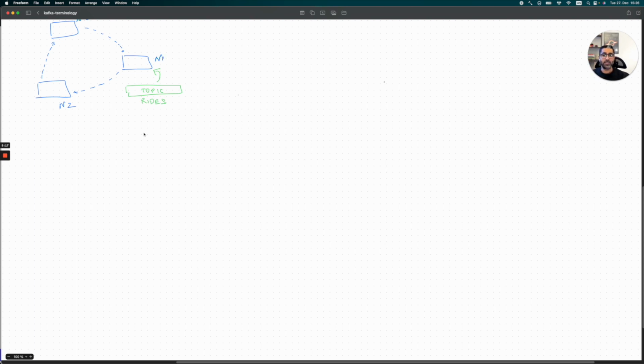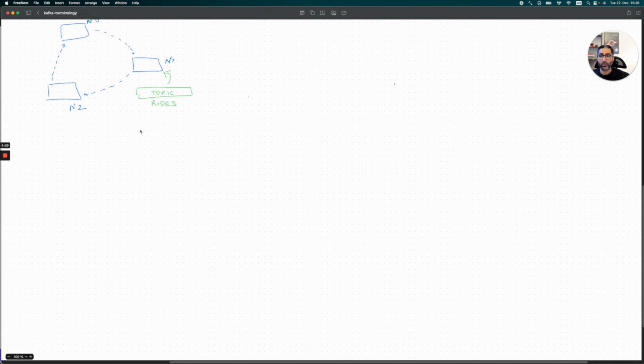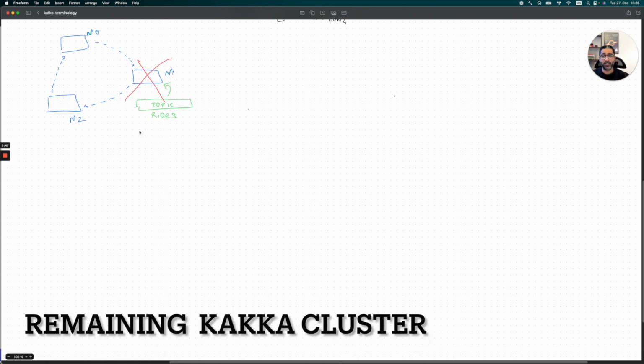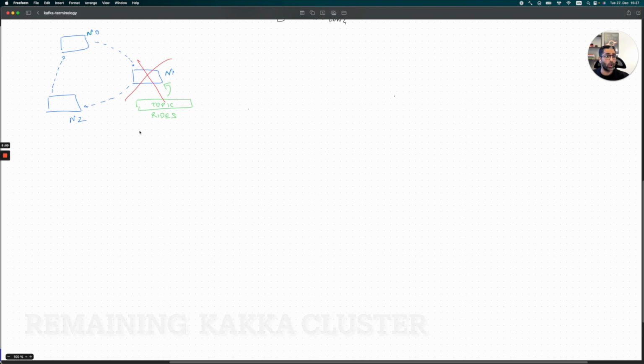This topic is stored on one of the nodes, in this case node 1. So what happens if node 1 goes down? If node 1 goes down, the cluster will rebalance, and now the cluster would only have node 0 and node 2, but the topic itself is gone. Any consumers or producers who were producing to this topic would not be able to do that anymore. Why won't they be able to do that? Because the topic does not exist for the Kafka cluster anymore. The nodes of Kafka do not know that the topic exists.